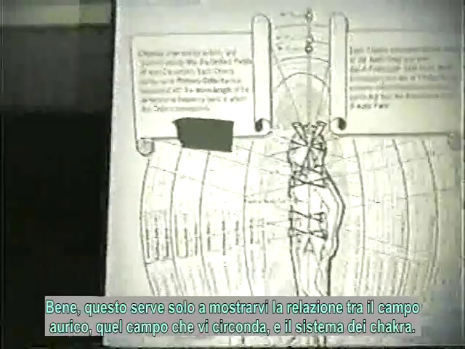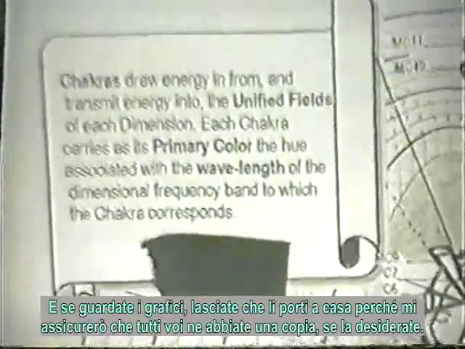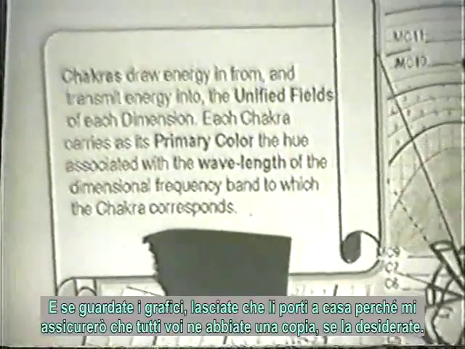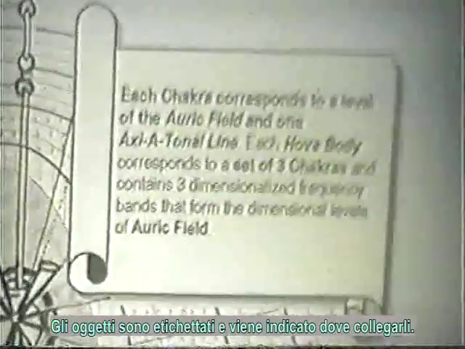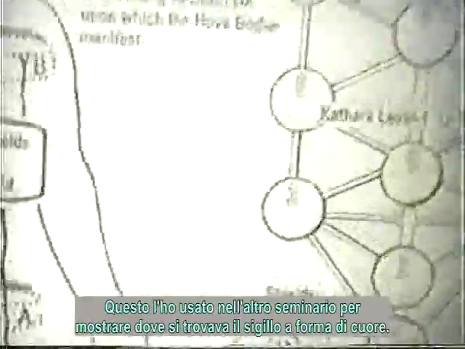All right, so this is just to show you the relationship of the auric field, that field that's around you, to the chakra system. This is another part of your anatomy. And if you look at the charts when you take them home, because I'm going to make sure you all have copies of them if you want them, you'll be able to understand it, because it's very clear. Things are labeled and it shows where they plug in. You go to the next one, please.